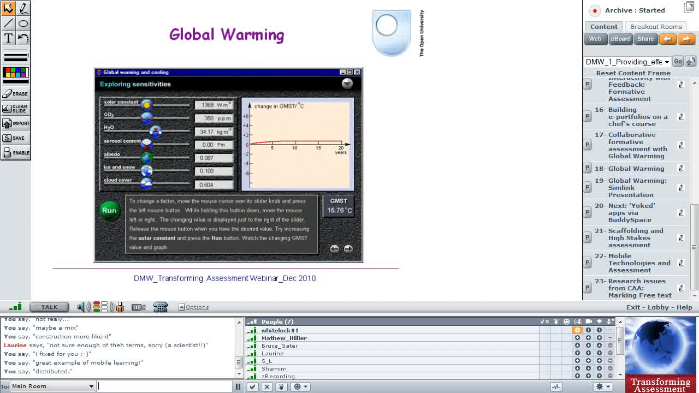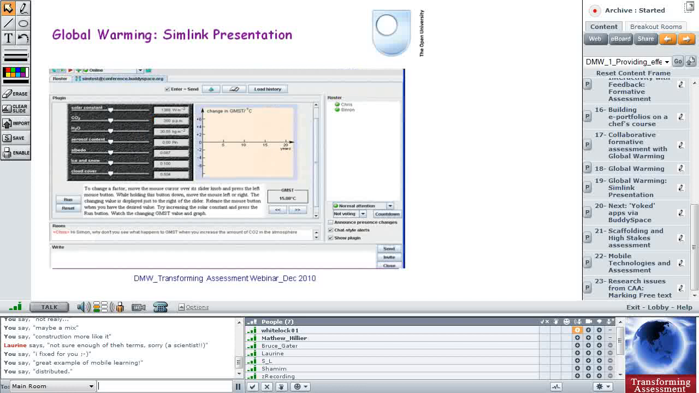And this was a system that we were using a few years ago, the students were using on their own. And we wanted to do some collaborative work and some collaborative assessment. So we built SimLink, where we could link the students together by text, and you can see underneath you've got where it says room. Chris is talking to Simon, saying, why don't you see what happens to the temperature when you increase the amount of CO2 in the atmosphere? And here Chris and Simon are working together.